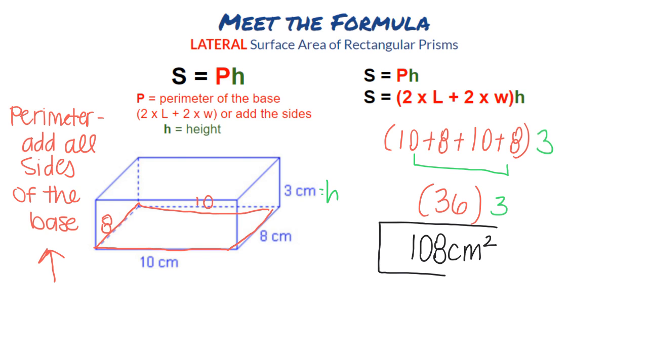Again, this is the formula for lateral surface area, so there's not as many steps you need to do compared to total surface area.